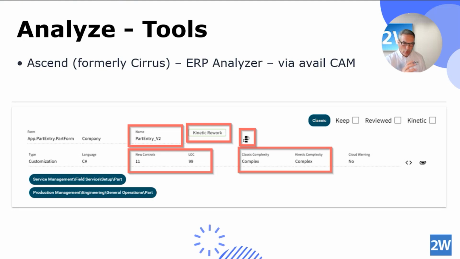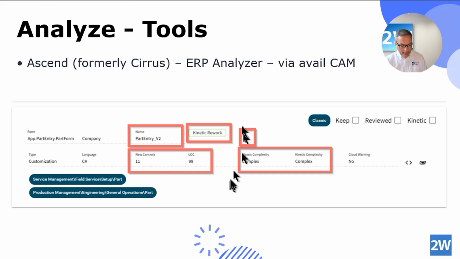And again, that tool, the Ascend or Cirrus ERP Analyzer, has said that this is a complex customization in classic view. And it also is telling me that it has assigned a complexity level of complex for the associated Kinetic customization. But not to worry, we've got 40 minutes left on today's webinar, and I think you're going to see that this is something that can be pretty easily dealt with. Probably not in 40 minutes, but definitely in a manageable amount of time.